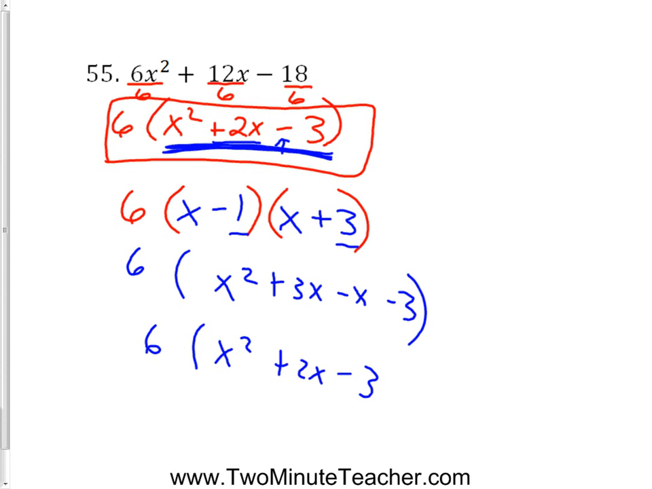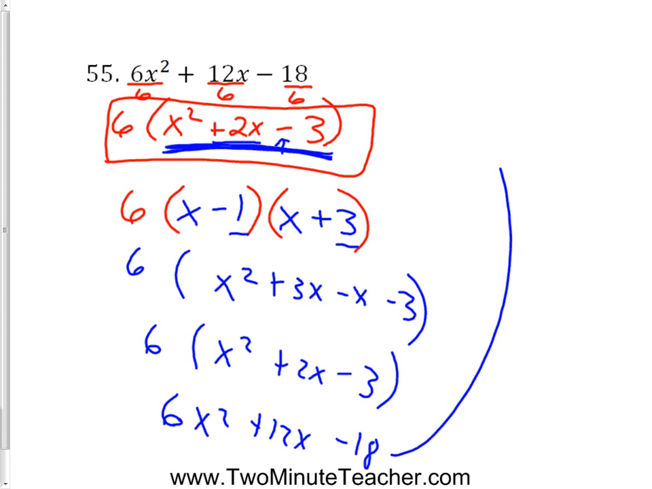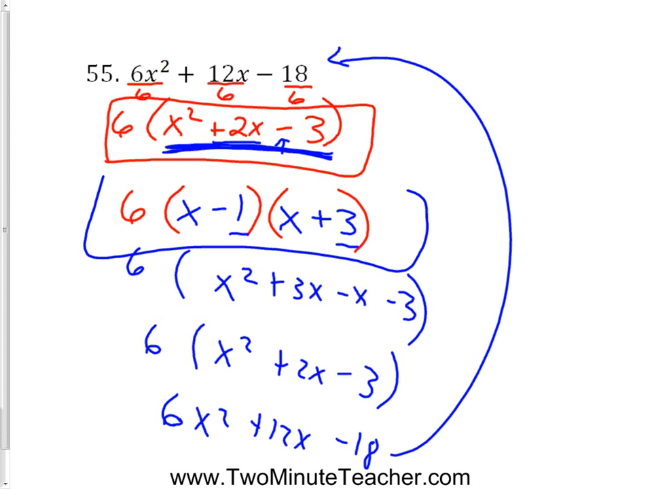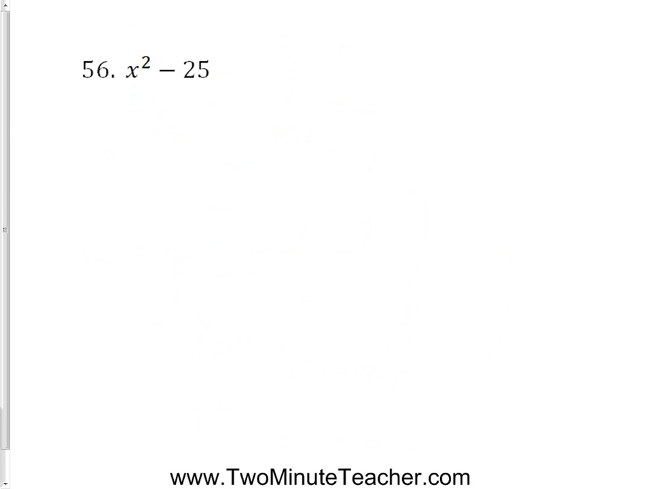And if I really want to be really sure I'm right, I multiply it all the way out. 6 times the x squared makes 6x squared. 6 times the 2x, 12x. 6 times the negative 3, minus 18. And is that the same as that? We'll check. Yes, it is. So I have done it right. There's my factored answer. Okay? So look for the GCF that can come out of all three if you have big numbers like this.